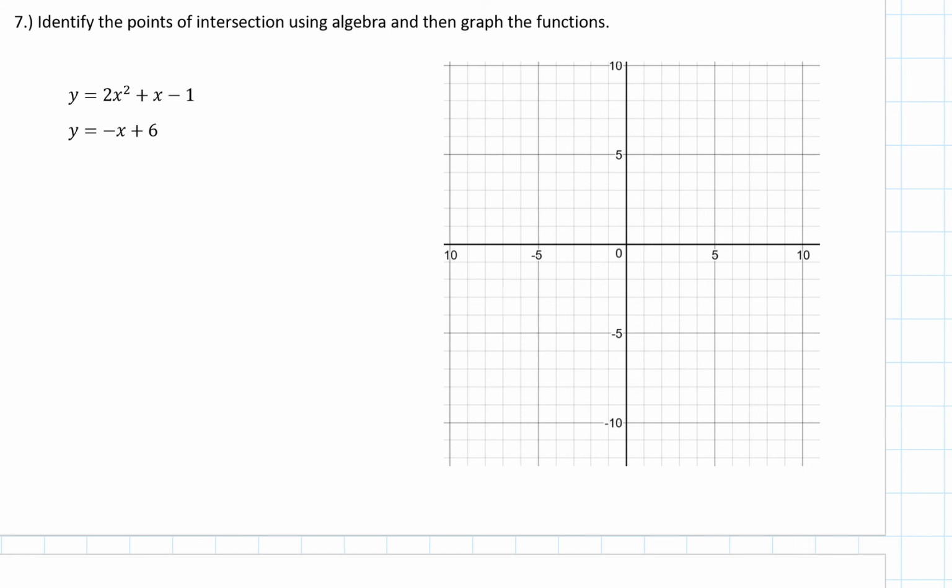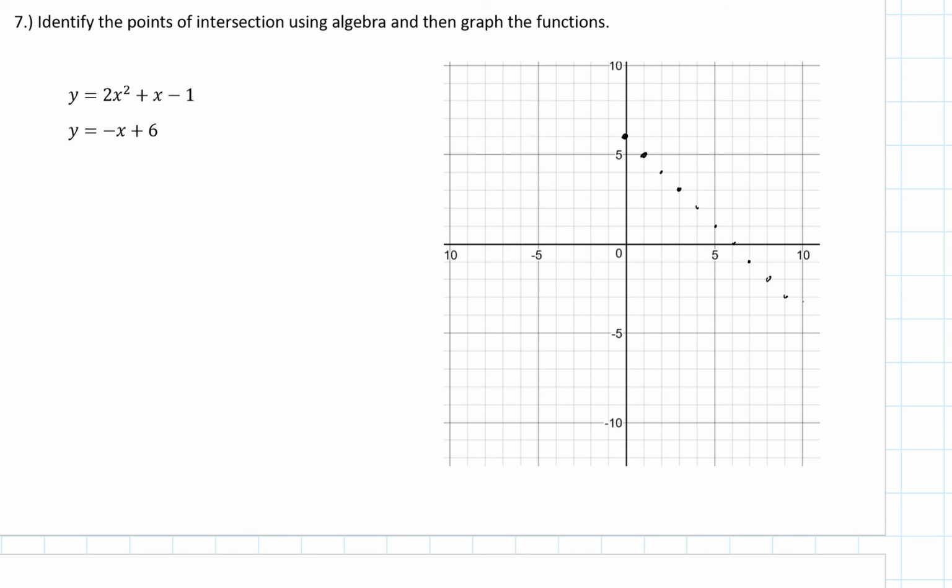Alright, so in this problem we want to identify the points of intersection using algebra and then graph the functions. I think I'm going to graph these real quick just to get an idea. So positive 6, 1, 2, 3, 4, 5, 6. So there's 6, down 1 over 1, down 1 over 1, down 1 over 1, down 1 over 1, down 1 over 1, down 1 over 1.